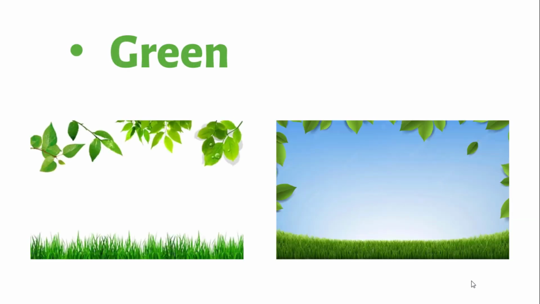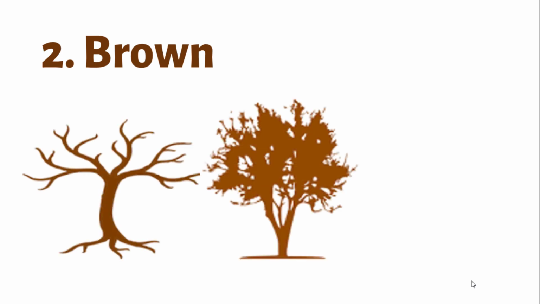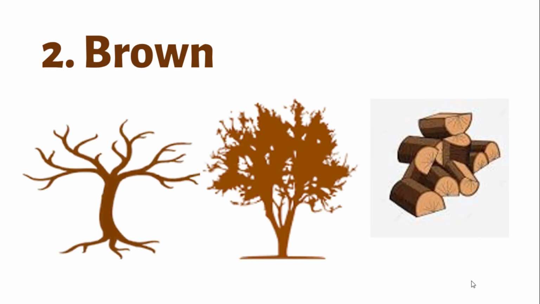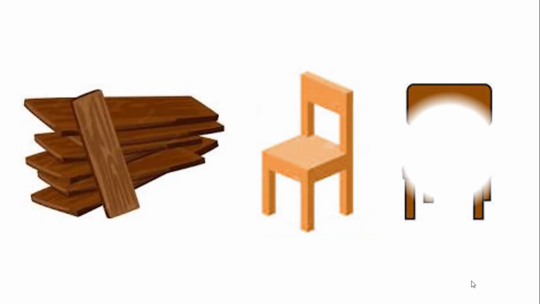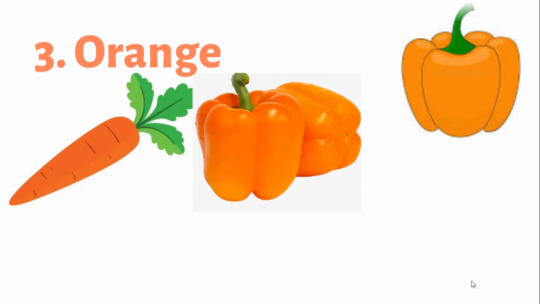Number 1, green. Examples are green leaves and green grass. Number 2, brown color. Examples are brown tree, wood, and chair. Number 3, orange color. Examples are carrots and bell peppers.